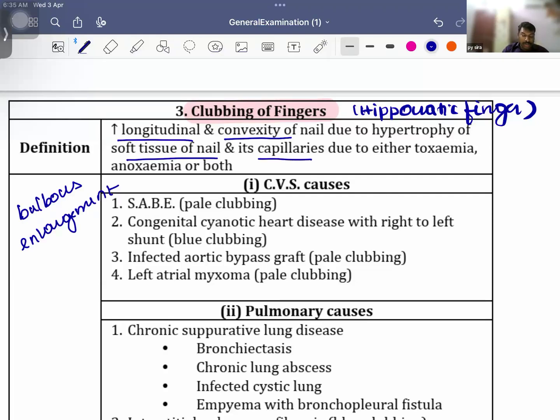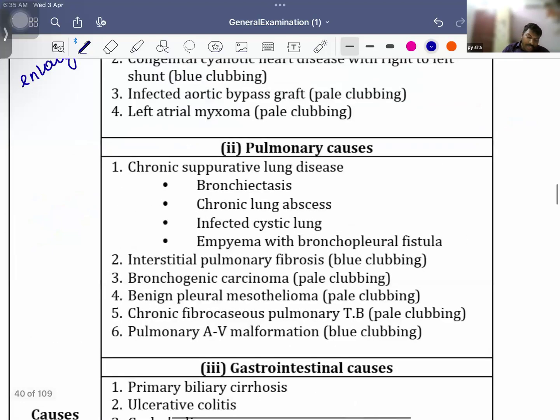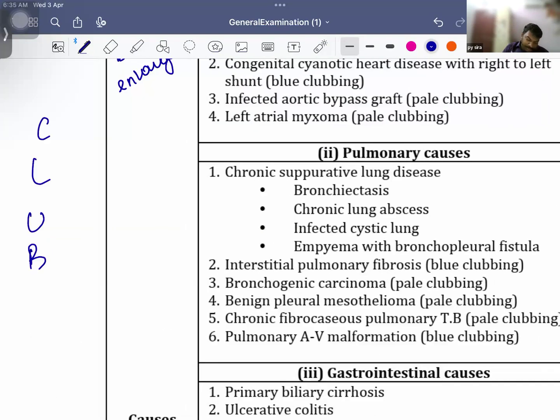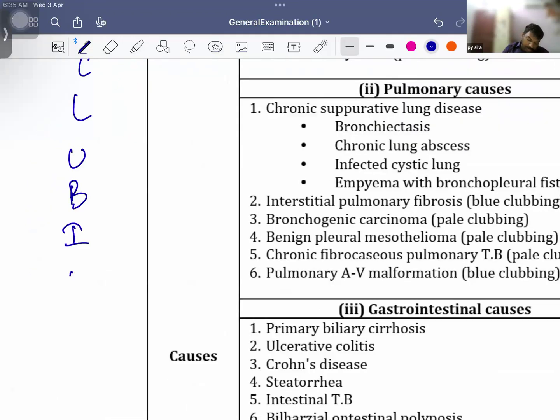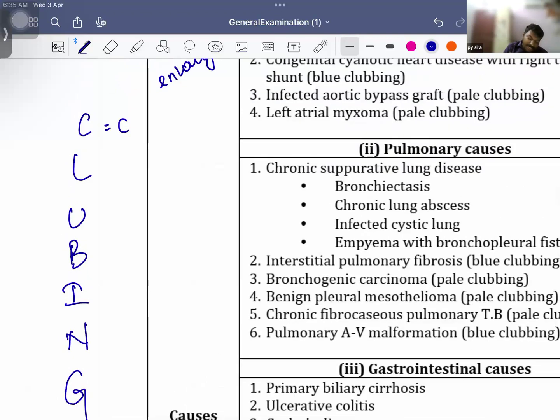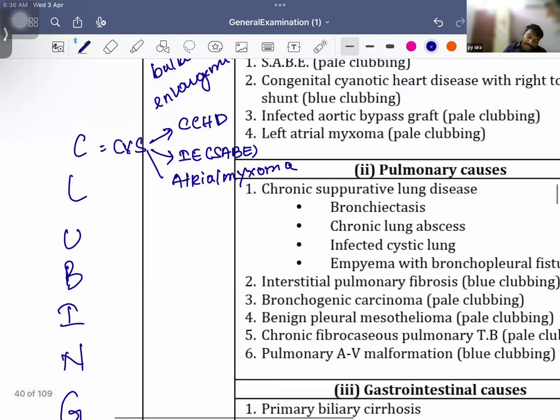Of various causes. If you take the causes of clubbing, you can divide them like this. C for cardiovascular causes. Cardiovascular causes are congenital cyanotic heart diseases. Apart from this, it can be seen in infective endocarditis, especially subacute bacterial endocarditis, and it is also seen in atrial myxoma.